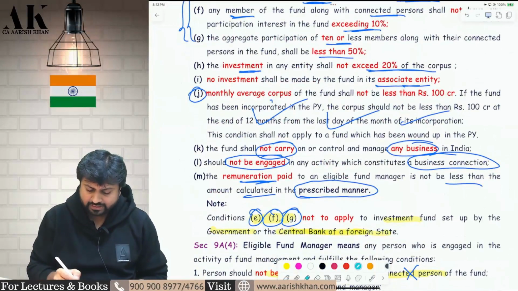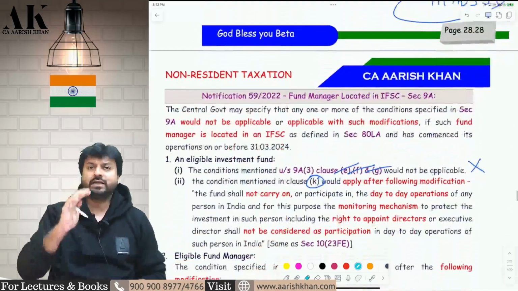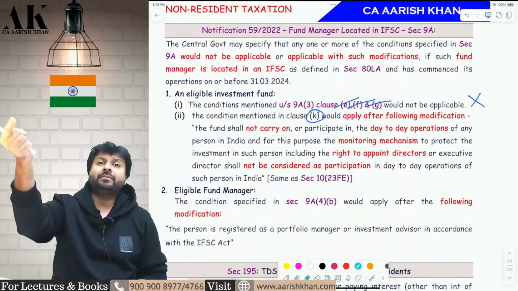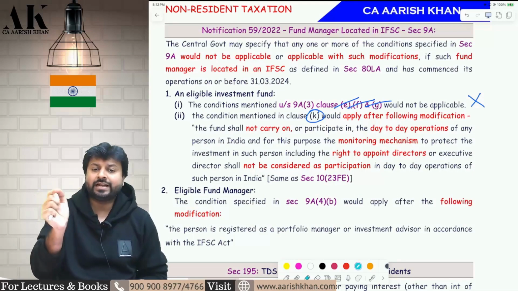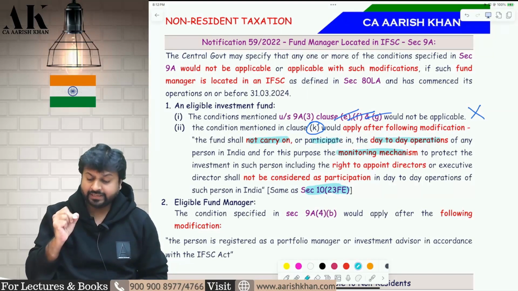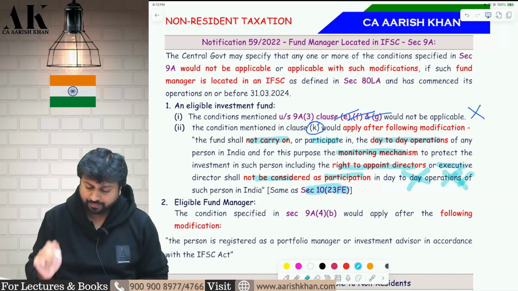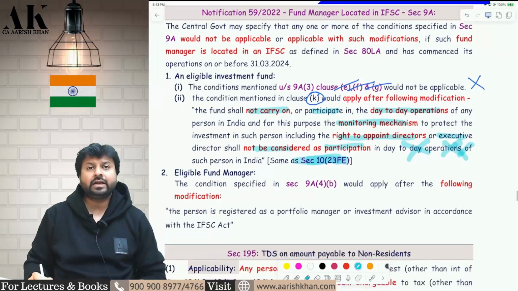So for that purpose, we need to say what is K. The fund should not carry on or control and manage any business in India. Okay, so this is the condition which is given in K. If the fund manager is located in IFSC, then this condition is slightly modified. How is it modified? It is similar to 10(23FE). The fund shall not participate in day-to-day operations, but for the purpose of monitoring its investment, it has the right to appoint directors or executive directors, and that will not amount to participation in day-to-day business. This is similar to what was there in 10(23FE).